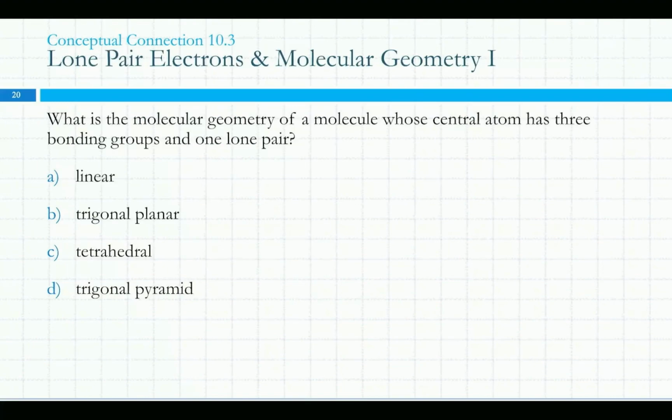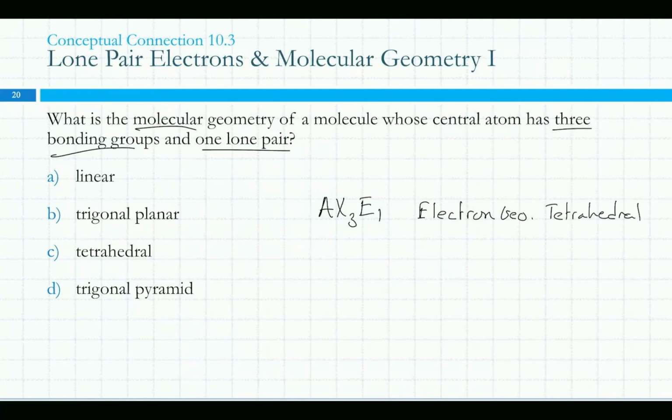Okay, so what is the molecular geometry of a molecule whose central atom has three bonding groups and one lone pair? The molecular geometry? AX3E1. So the electron geometry would be tetrahedral.